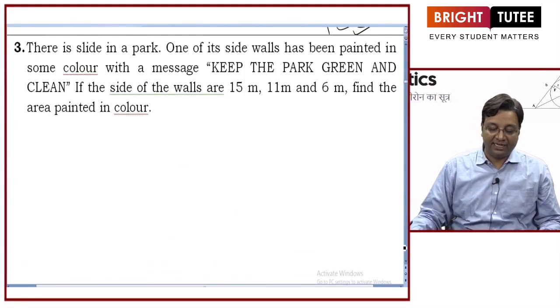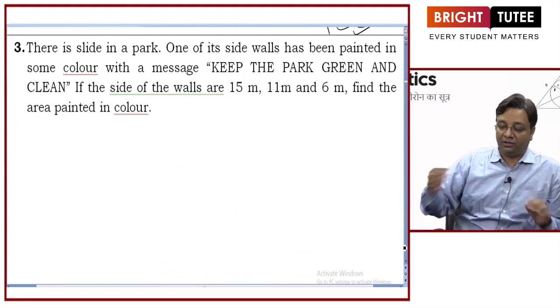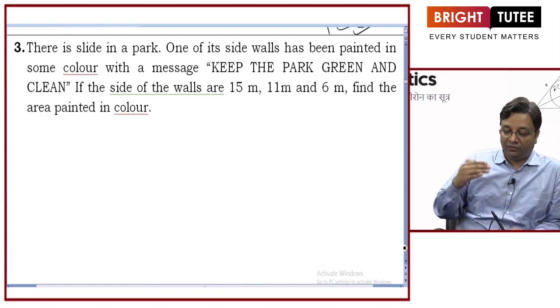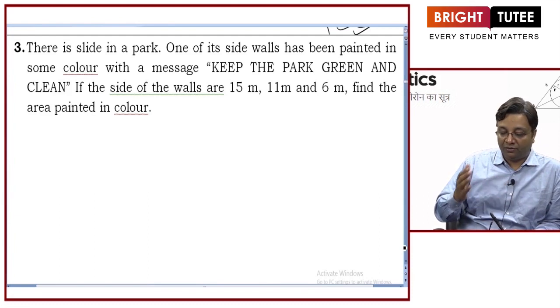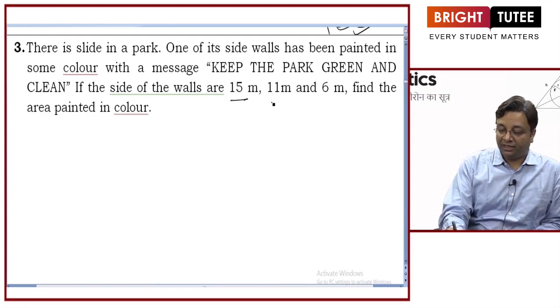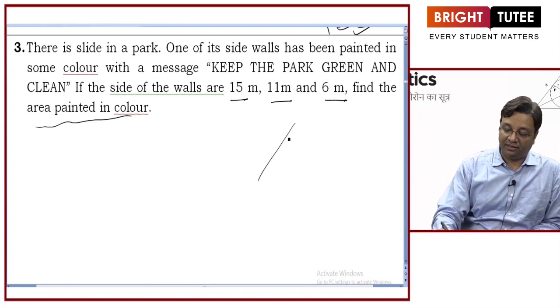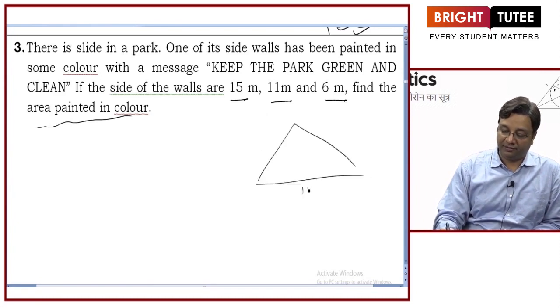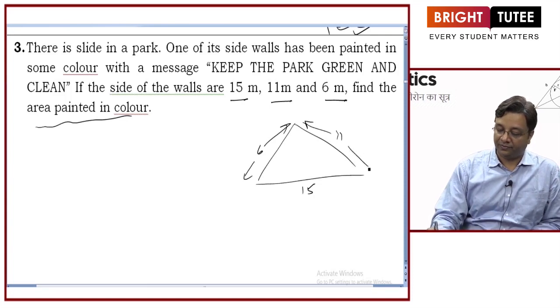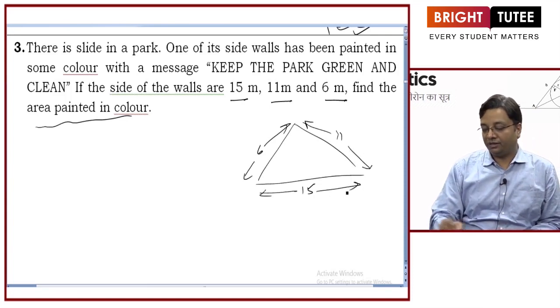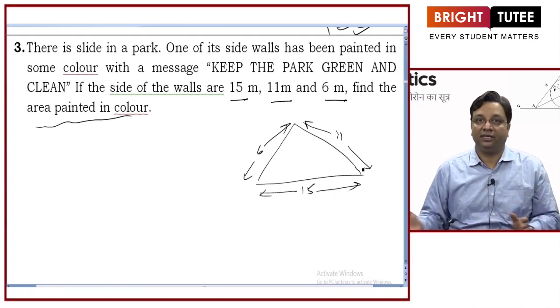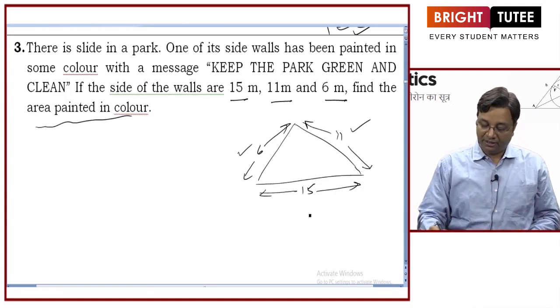Now there is a slide in a park. One of its side walls has been painted in same color with a message, keep the park green and clean. If the sides of the walls are 15 meter, 11 meter and 6 meter, find the area painted in color. So we just need to find the area of a triangle with sides 15, 11 and 6. This is the crux of this question. So we just need to find the area having these dimensions with us.